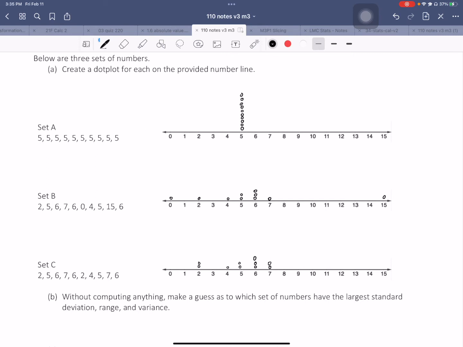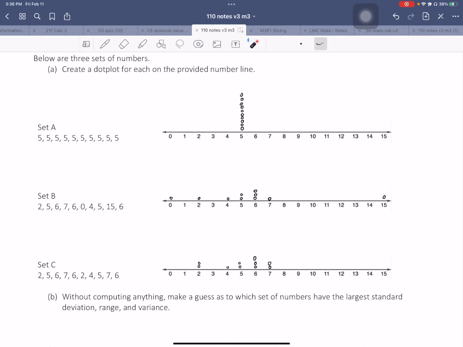Okay, so there's the third dot plot. And if you notice, it's actually very similar to the one above it. The biggest difference is instead of having two sevens, we only have one up here. Instead of having two twos, we only have 1, 2. And then this set C lacks a value of 0 and 15.